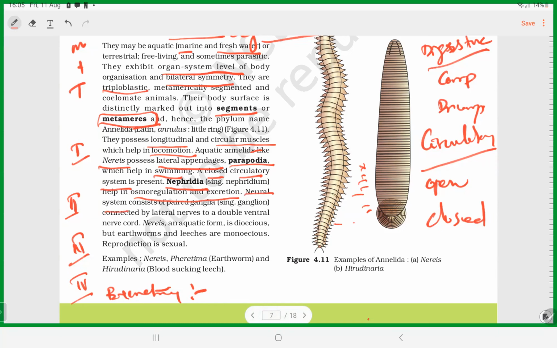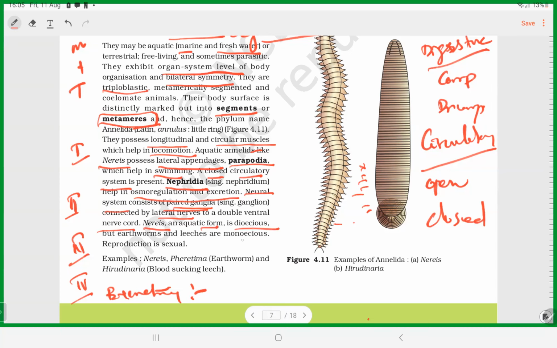The neural system consists of a pair of ganglia, and apart from that you can see the lateral nerve cord. So ganglia and the nerve cord are the important components of the nervous system here in segmented forms. An example is Nereis, which is an aquatic form.